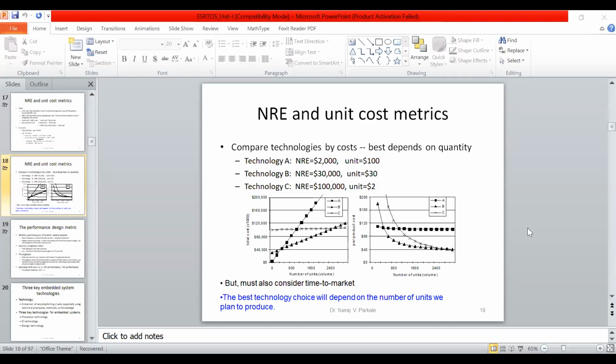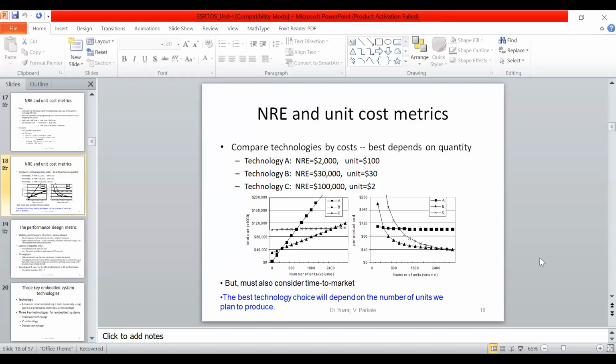NRE cost, unit cost. So this is the mathematical proof of how to recover your NRE cost. Are you getting it? How to recover the NRE cost? Simply by increasing the number of products. That means if you do mass production, it is possible to reduce the cost of your unit, and it is possible to recover the design cost also. So that is the conclusion from this. I think this is clear.